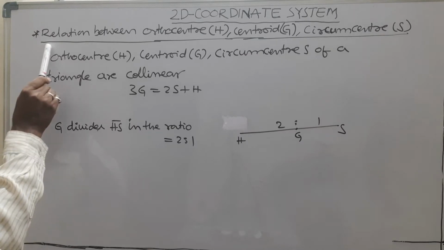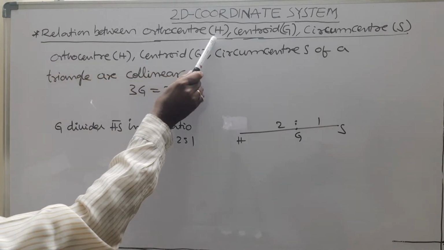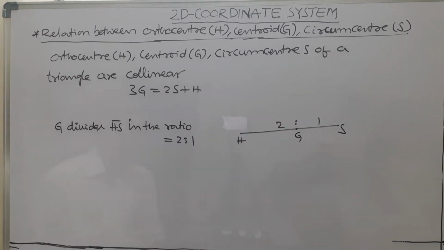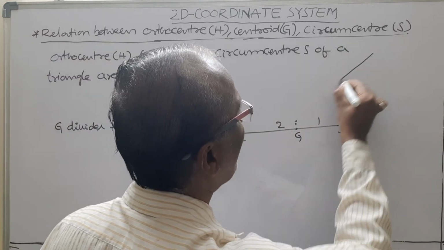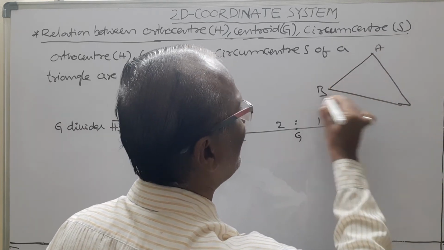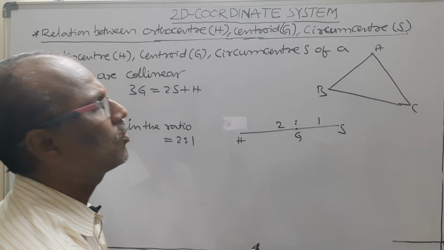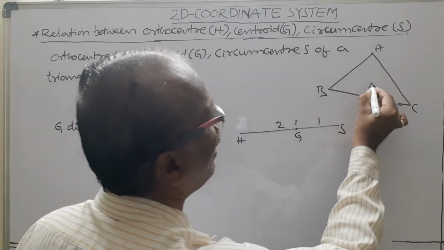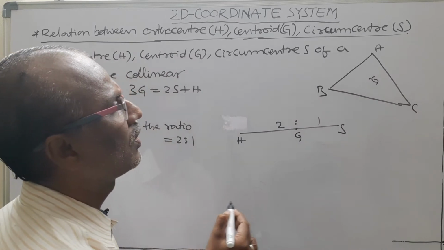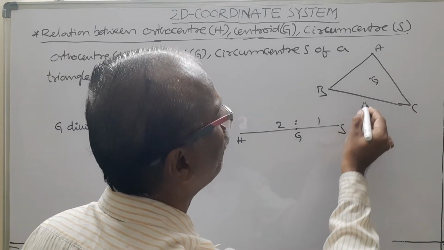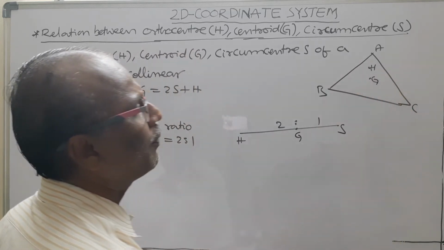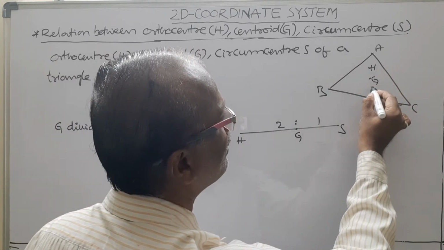Next, the relation between orthocenter H, centroid G, and circumcenter S. Observe that this is the triangle ABC. In any triangle, the medians are concurrent and form the centroid. If the altitudes are concurrent, they form the orthocenter H. If the perpendicular bisectors are concurrent, they form the circumcenter S.